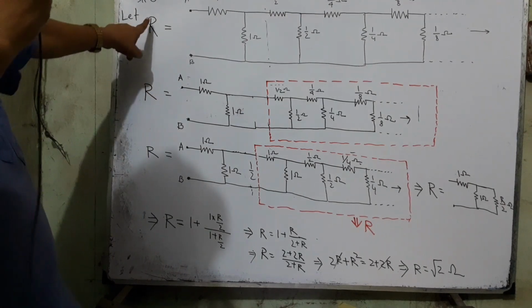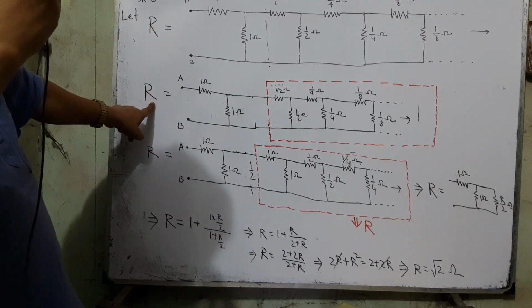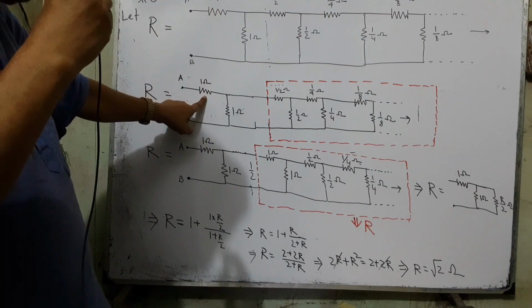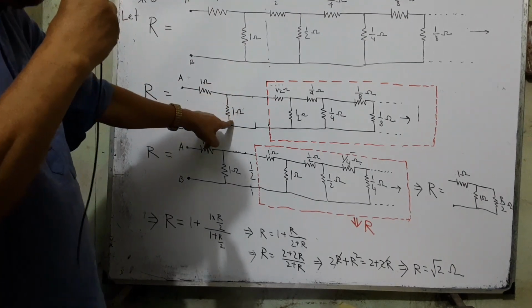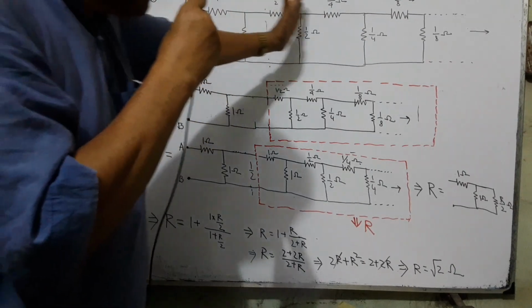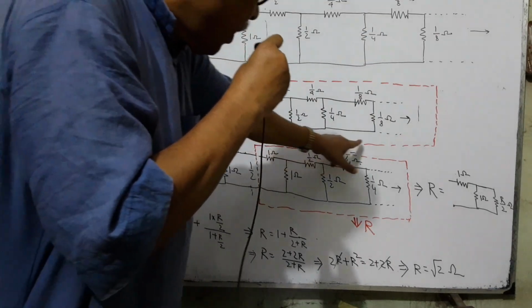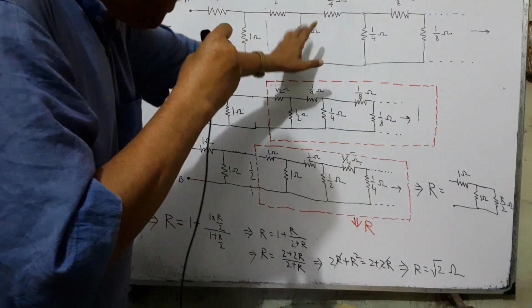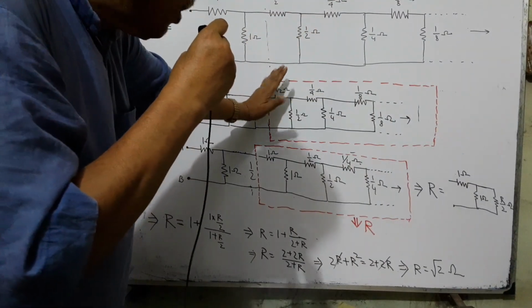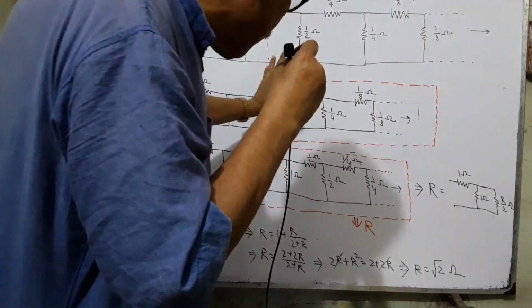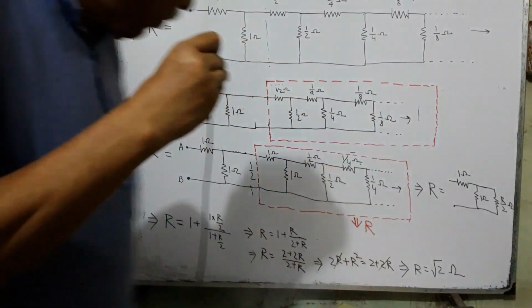Now, so this equivalent resistance R, this 1 ohm, this 1 ohm, and the rest, this part, we have indicated in a red box. This part is indicated in a red box. We indicated this whole portion in a red box.